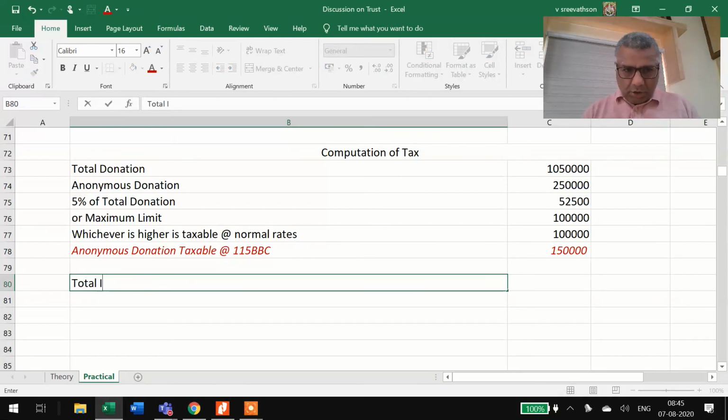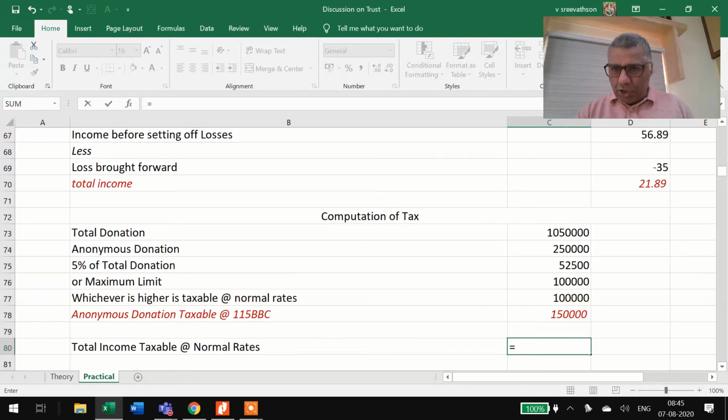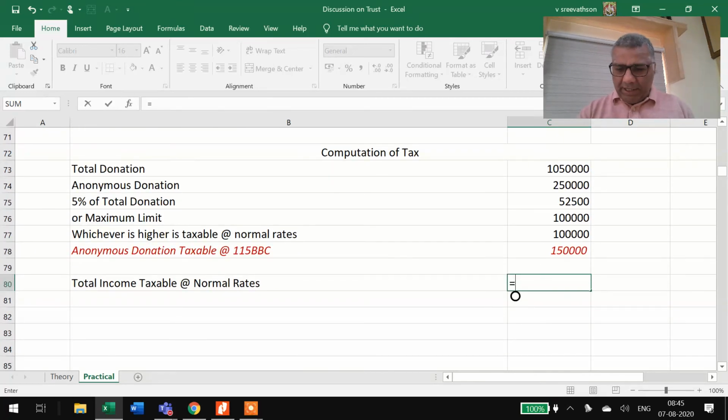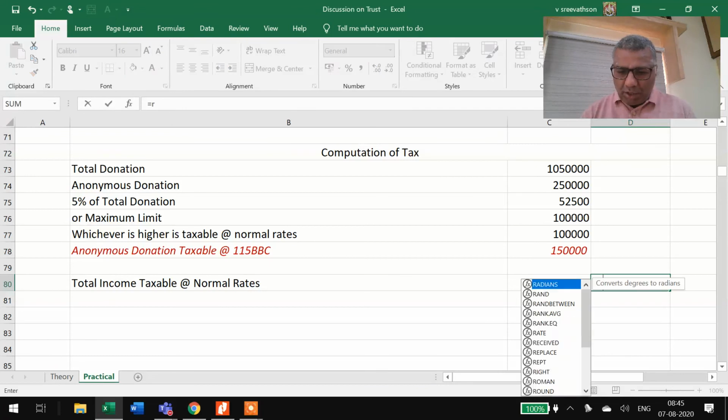Okay. Total income taxable at normal rates will be, my dear friends, you can see, 21 lakh 89,000. Because this place has to be very careful. 21 lakh 89,000 plus this 1 lakh, because sometimes in examination tension we forget to add this 1 lakh. This is taxable at normal rates. Okay, on which you know how to work out the tax.